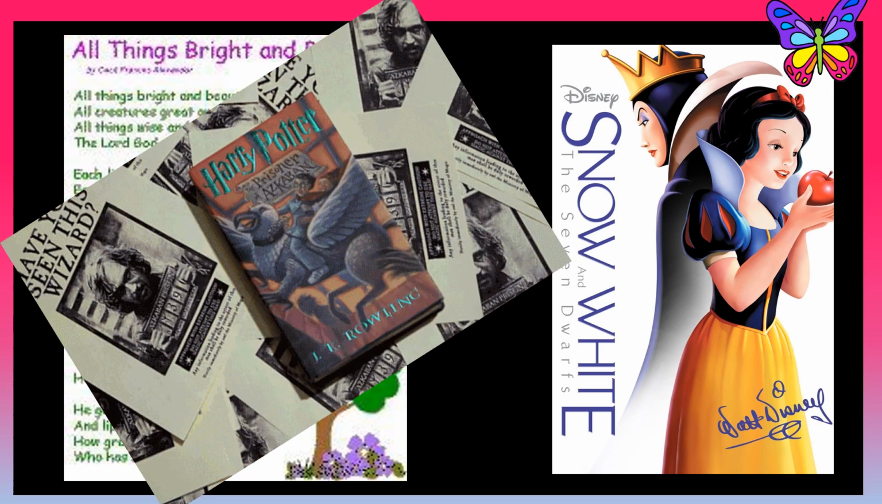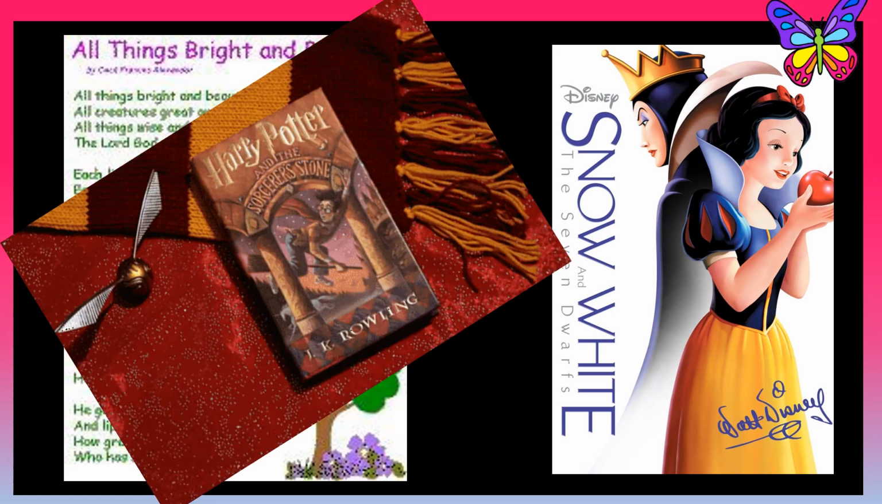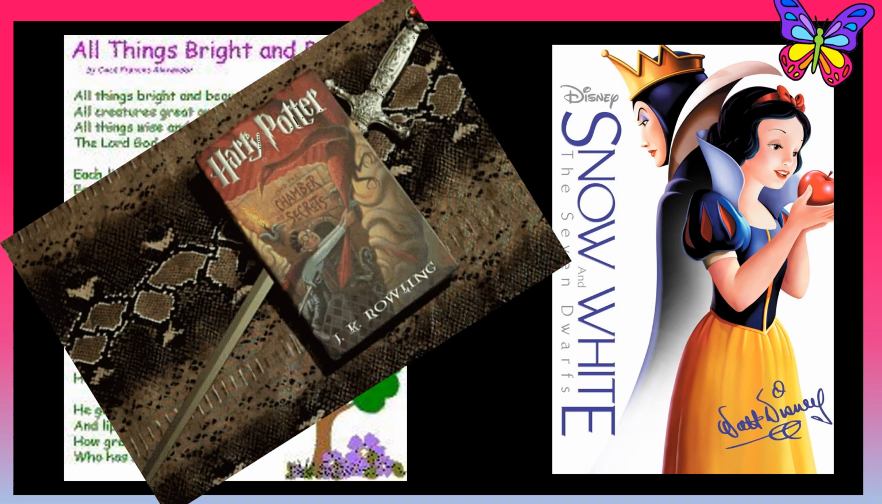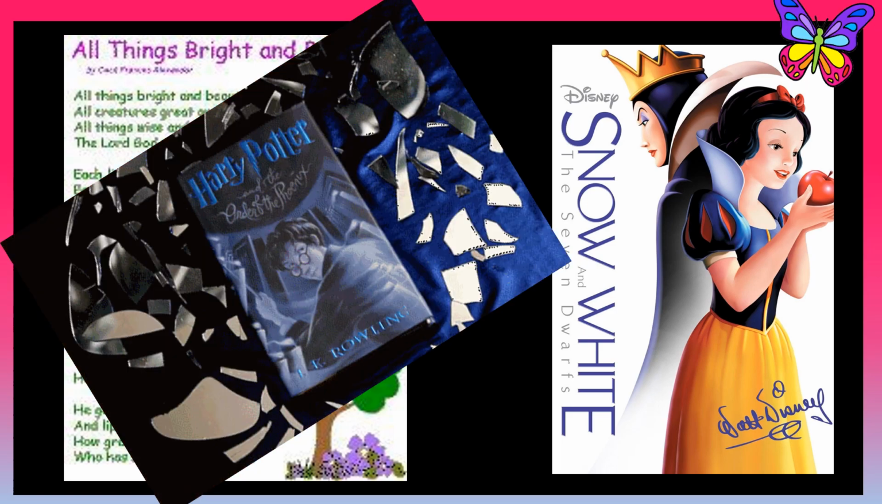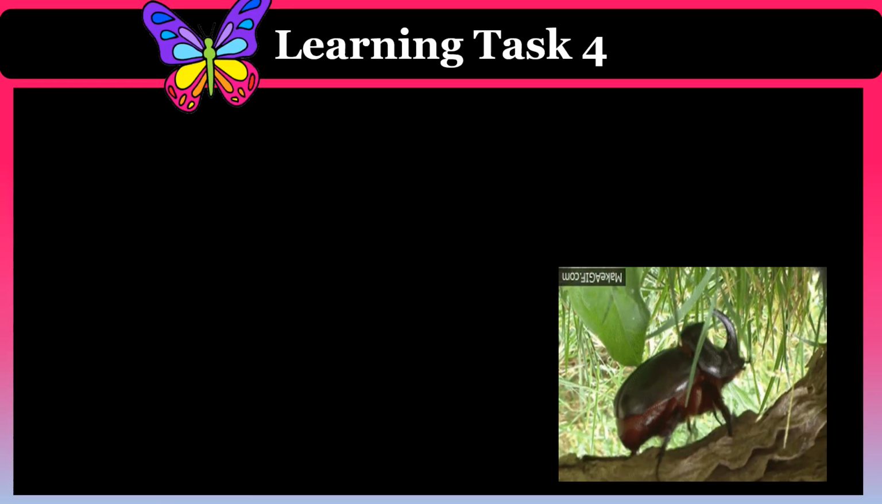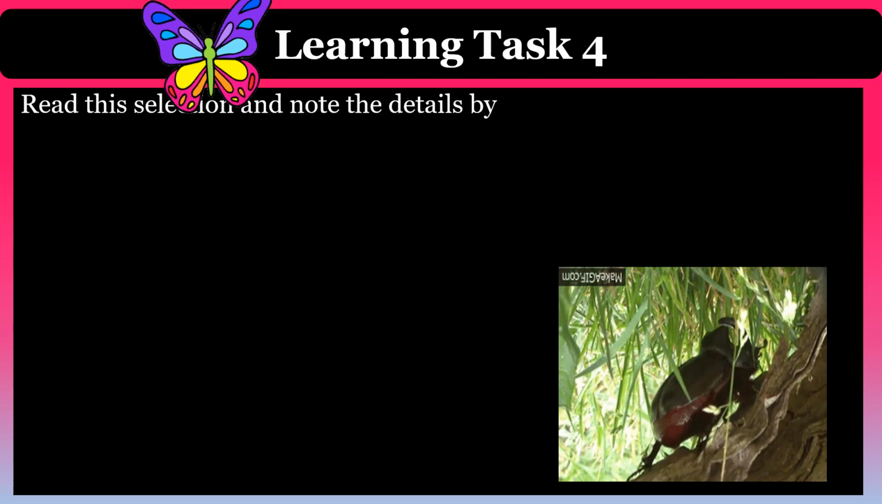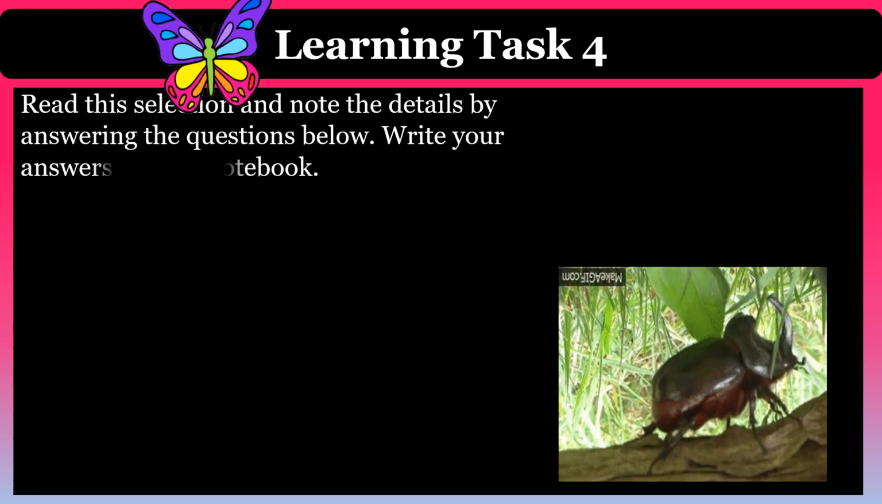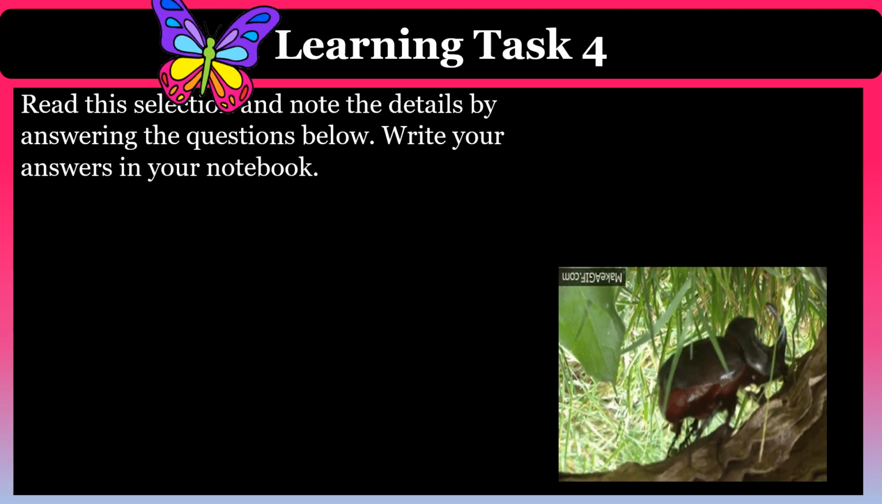And of course, who's that? Who wouldn't know that? It's Snow White and the Seven Dwarfs. Fairy tales, stories, these are literary texts. Alright? Now, let's go to the next page. What is that? Are you familiar with this? Oh, we'll find out later. So, we're going to do learning task number 4. Read this selection and note details by answering the questions below. So you're going to write your answers in your notebook.